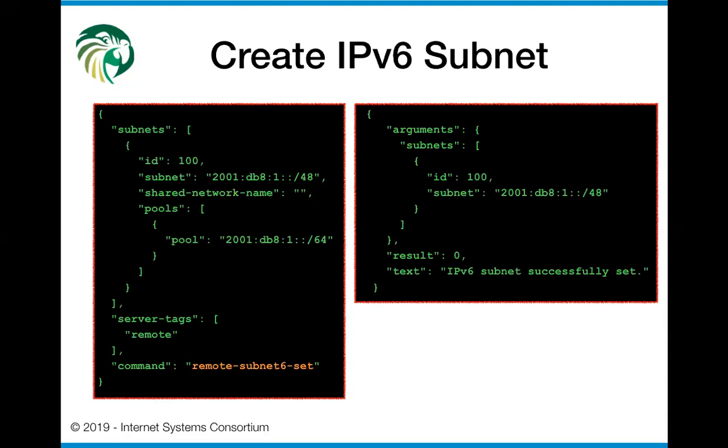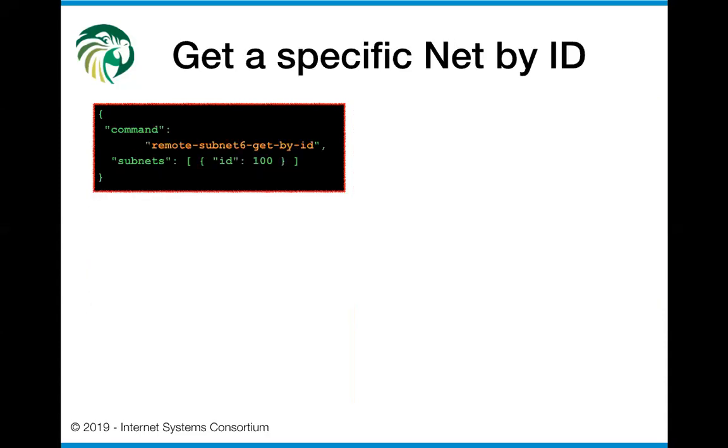So again, it's very easy to look at this and search through the JSON for result. And if it's 0, you know it worked. If not, then you're going to need to figure out why. Humanly readable text is there that yes, it did work. And we give back enough information that we know which subnet was created and what ID that subnet was on. We can then go back and query a given subnet.